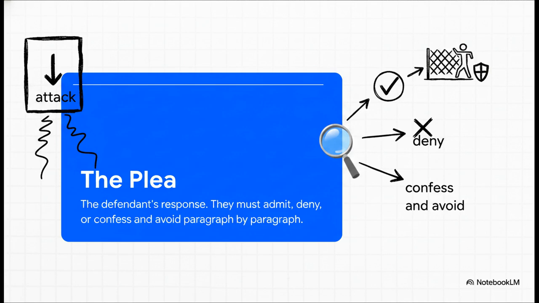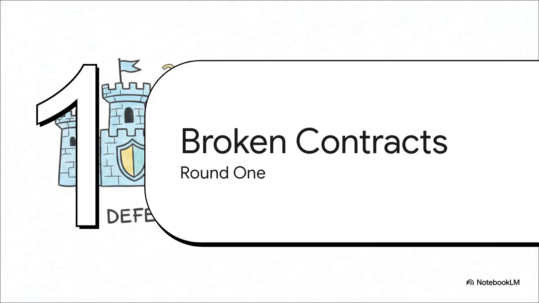They have to go through the plaintiff's particulars of claim, paragraph by tedious paragraph, and do one of three things. They must either admit the fact, deny the fact, or use a really fascinating legal strategy called confess and avoid. That basically means admitting a fact is true, but providing a legal excuse as to why they shouldn't be held liable for it.